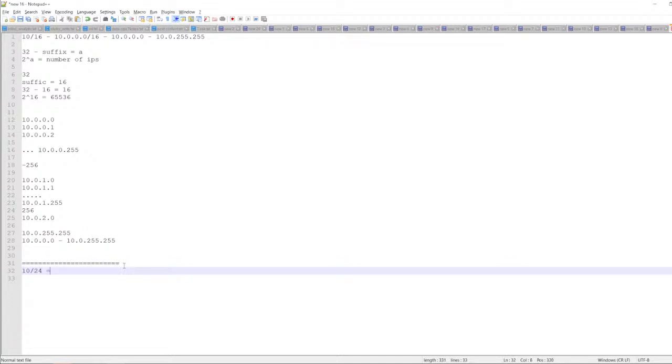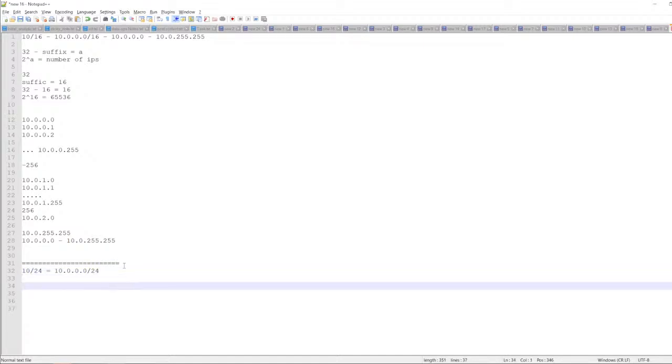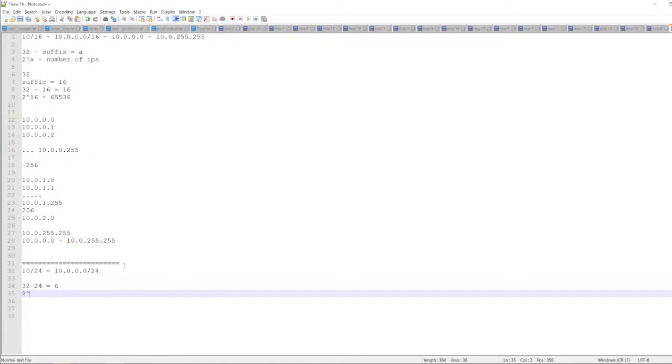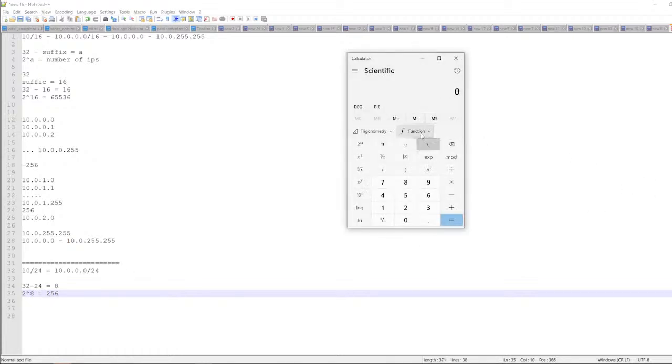/24 equal to 10.0.0.0/24. Okay, or let's take 0. Let's first write this. Make it more simple. So 32 minus 24 will give me 8, 2 to the power 8. It will give me 256 only. Let's check it out.